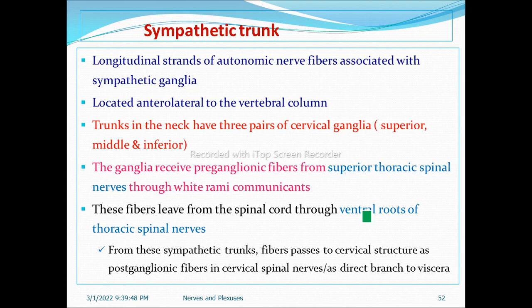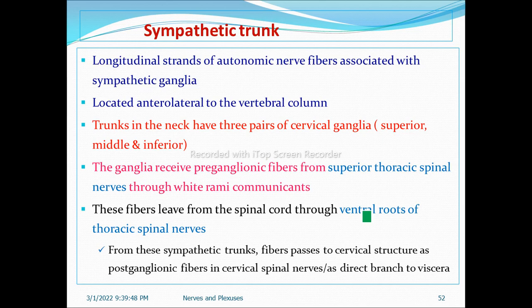Now we will start with the sympathetic trunk. The sympathetic trunk consists of longitudinal strands of autonomic nerve fibers associated with sympathetic ganglia, located anterolateral to the vertebral column. The sympathetic trunk in the neck has three pairs of cervical ganglia: the superior cervical ganglia, middle cervical ganglia, and inferior cervical ganglia.